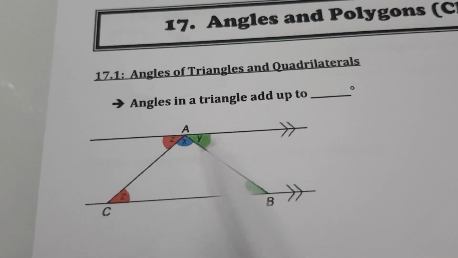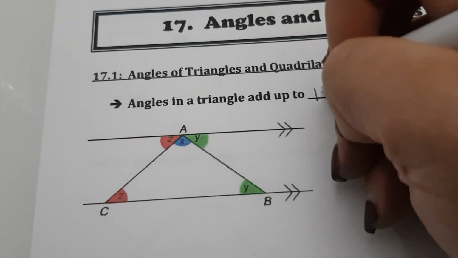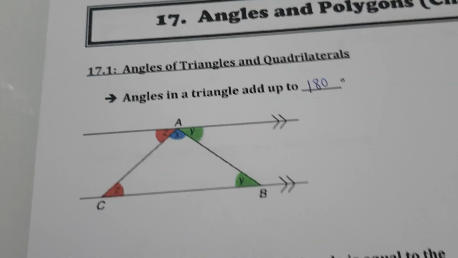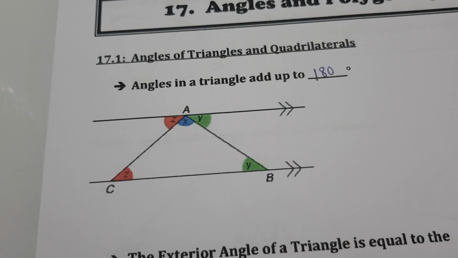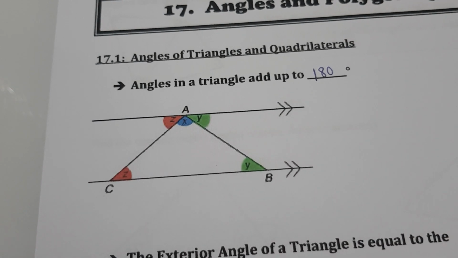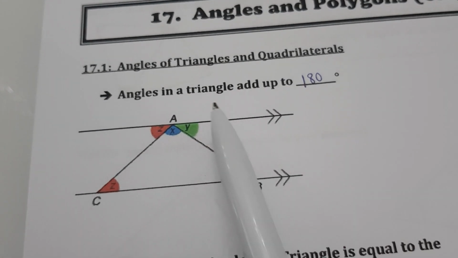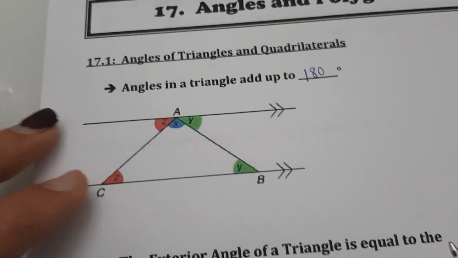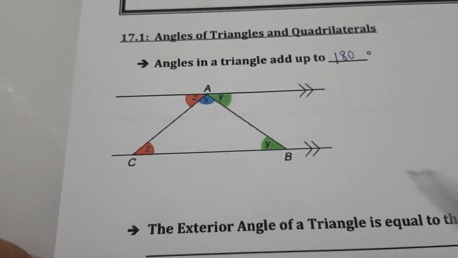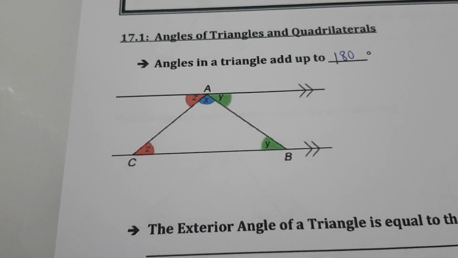So the first thing that you already know is that angles in a triangle add up to 180 degrees. We had started these in class already, but some of you were absent, so I'm going to start off from the beginning of the chapter. Now, how do we know that angles in a triangle add up to 180 degrees? We have this diagram over here.